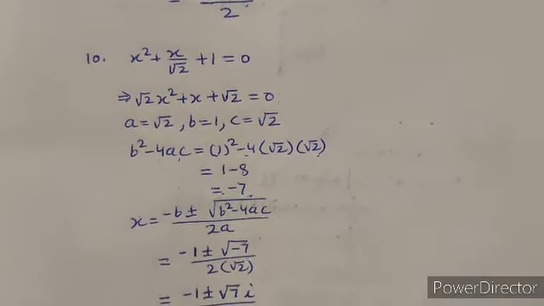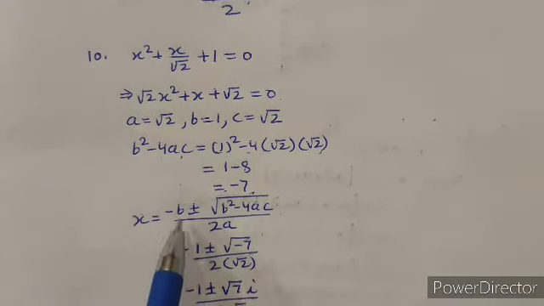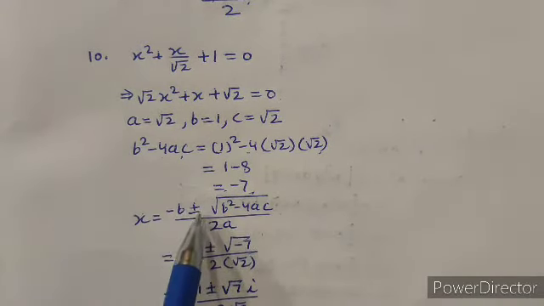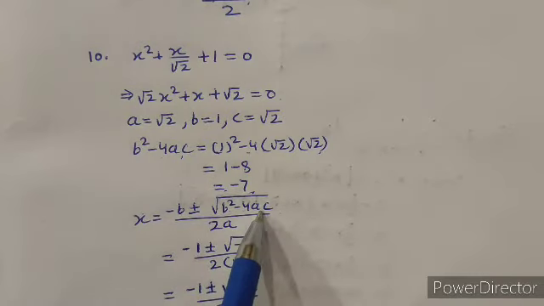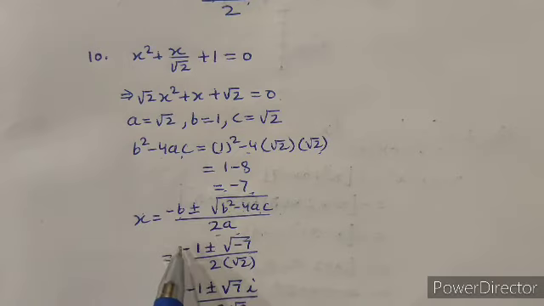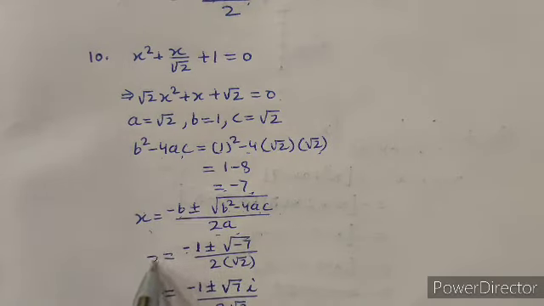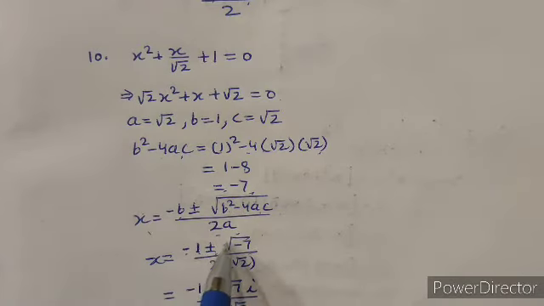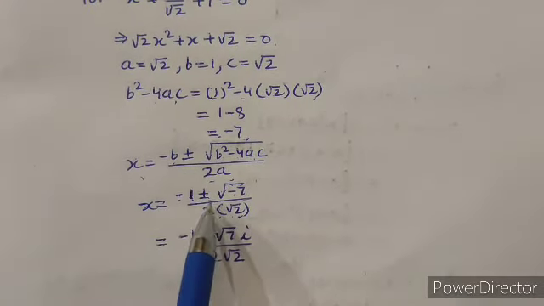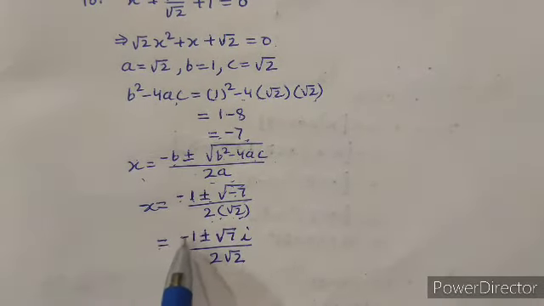The value of x by the quadratic formula will be given by minus b plus minus root b square minus 4ac upon 2a. Here b is equal to 1, so minus b will be equal to minus 1. So x will be equal to minus 1 plus minus under root minus 7 upon 2 into root 2. And that will give us the value of x as minus 1 plus minus root 7i upon 2 root 2.